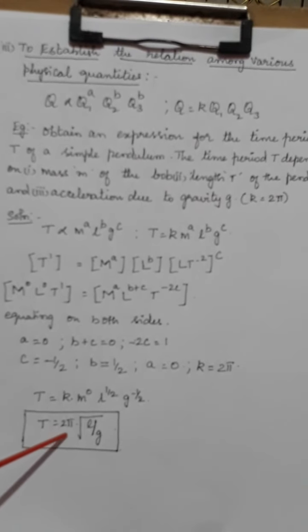So k is 2 pi, so t will be equal to 2 pi into root of l by g. At last I get an equation where t is equal to 2 pi into root of l by g. So I have arrived at a relation where this t is going to depend on length and also the acceleration.